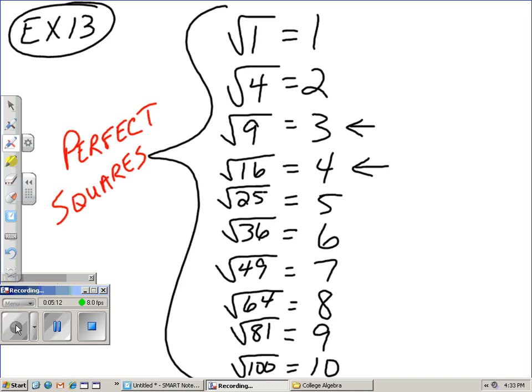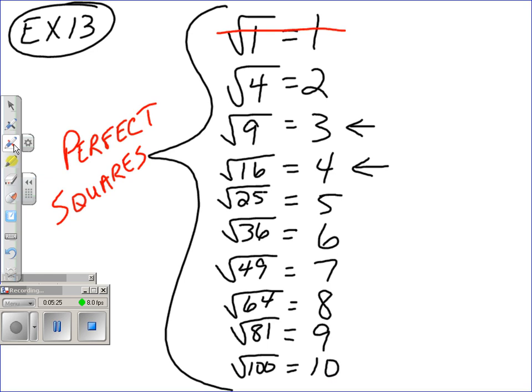So it's handy to keep a list of these numbers that are perfect squares, the ones whose square roots reduce down to whole numbers. Another note you might make is that we hardly ever use the square root of 1 equals 1. It just really doesn't help us simplify anything. So if you will keep a list of the other perfect square roots, we'll use those a lot.